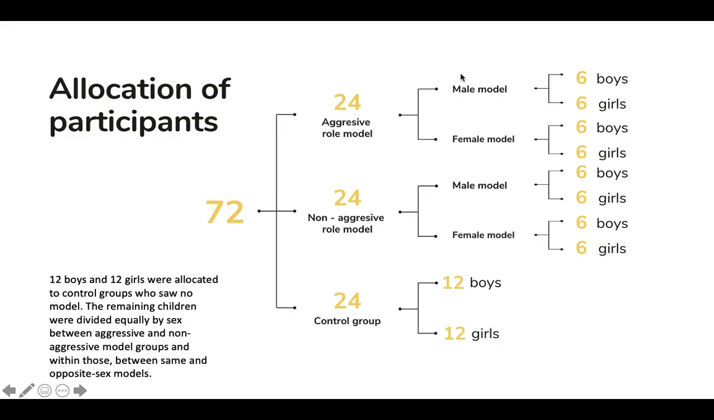So let's say here, male model, aggressive. Who do you think is more likely to copy the behavior? Is it the boys or the girls? As we said earlier, they are more likely to imitate the same sex. So these boys are more likely to imitate this aggressive behavior compared to these girls. And what about here? If it was a female model and six boys saw it, six girls saw it as well, the female model being aggressive, who is more likely to copy them? Is it the boys or the girls? We will find out later.